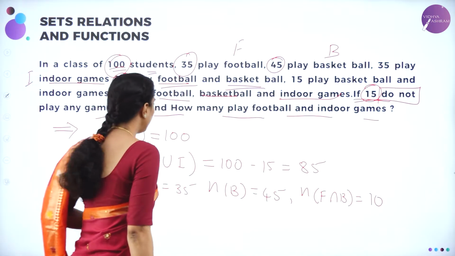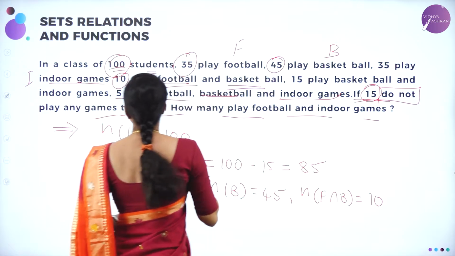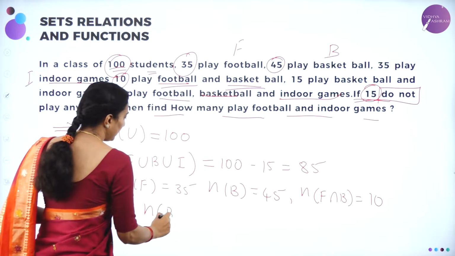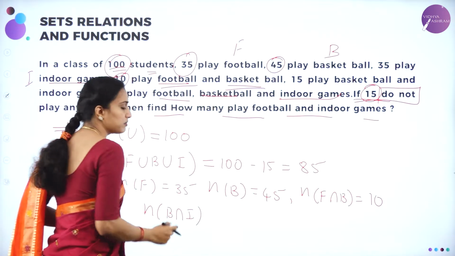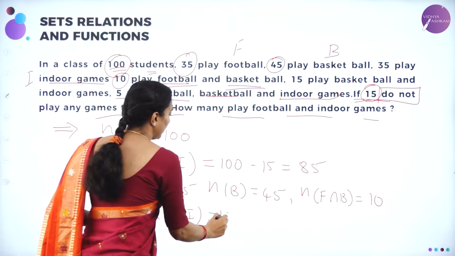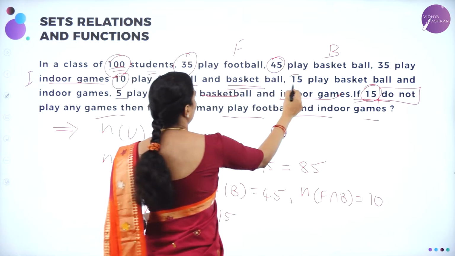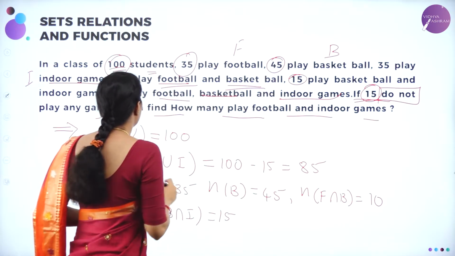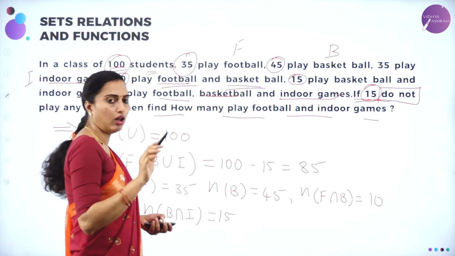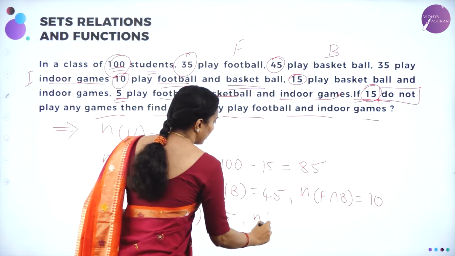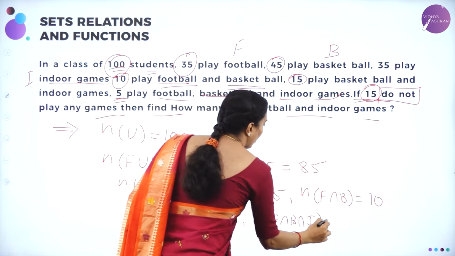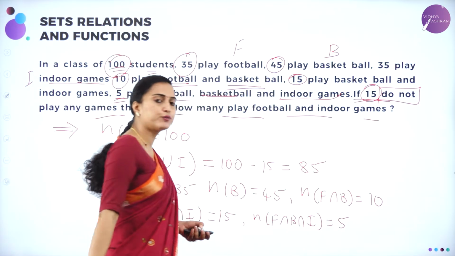Correct? Next, you are going to have 15 play basketball and indoor games. Basketball and indoor games means N of B intersection I. Indoor games, I am going to take as I. So which will be equal to 15. Yes, 15. Next, you are going to have 5 play football, basketball and indoor games, all. Therefore, N of F intersection B intersection I. The number of students who play will be 5.